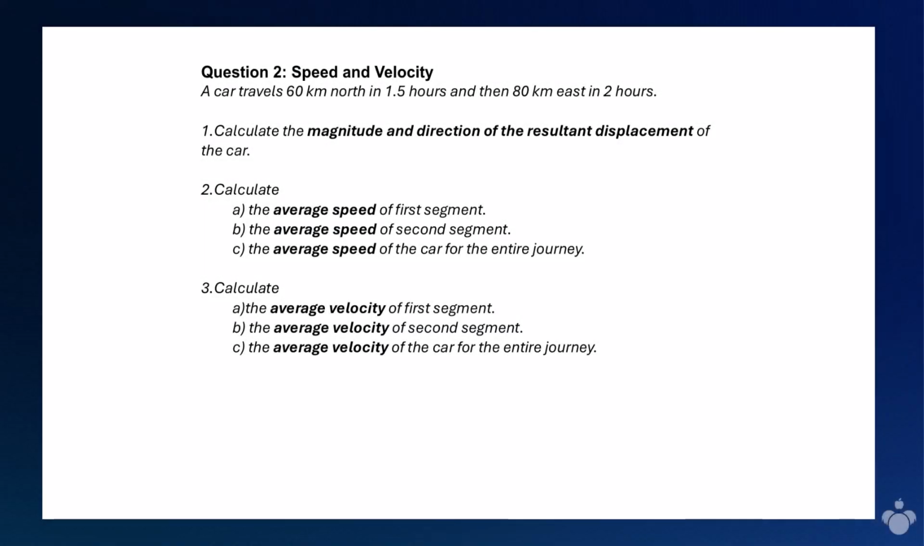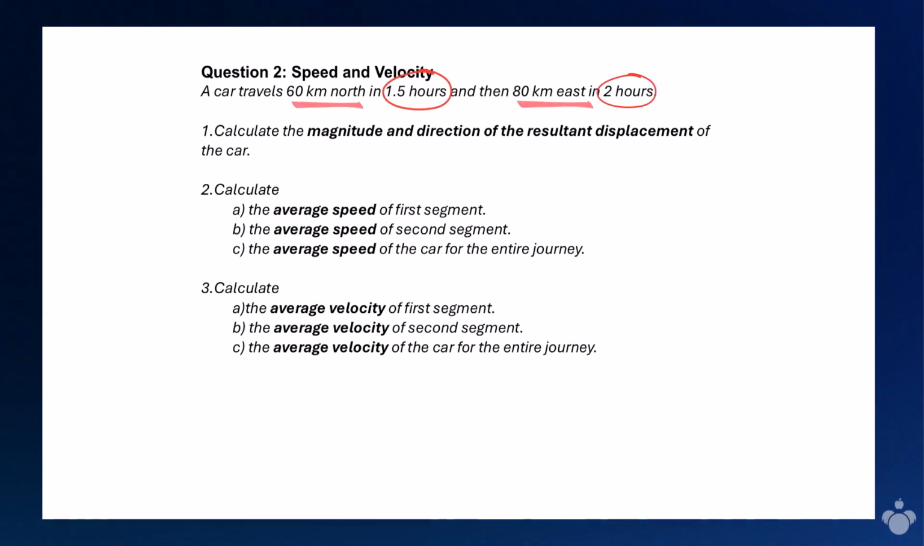Before we dive into the tutorial, let's take a moment to analyze the question for today. We're working on a problem about speed and velocity. This question builds on the concepts we covered last time, but adds a new layer of complexity. Here, the car travels along two segments with specified distances, directions, and times.